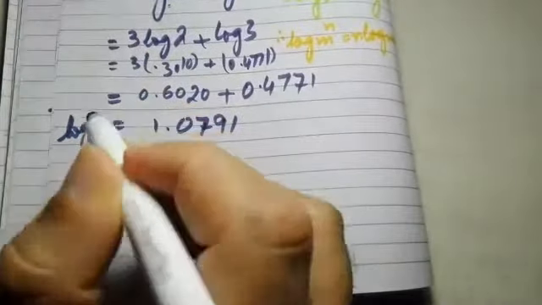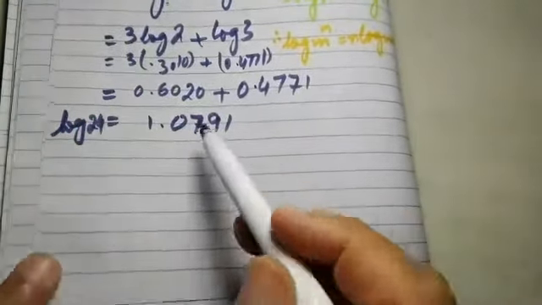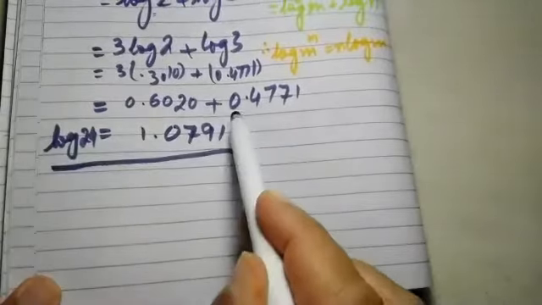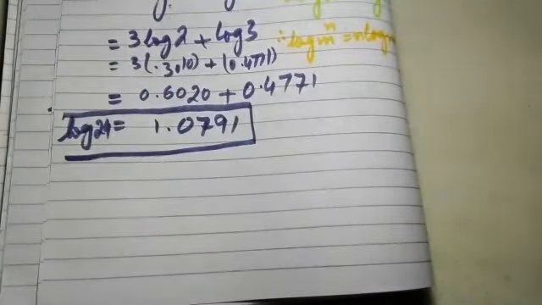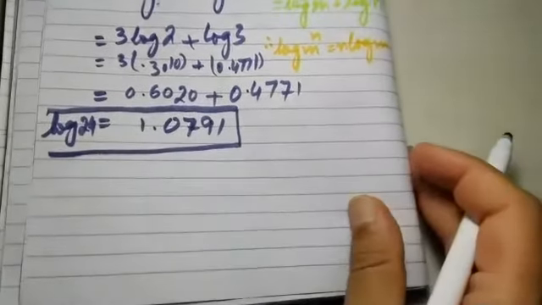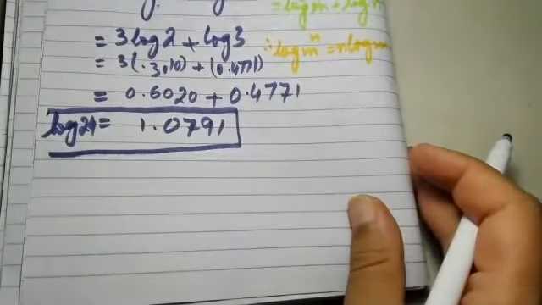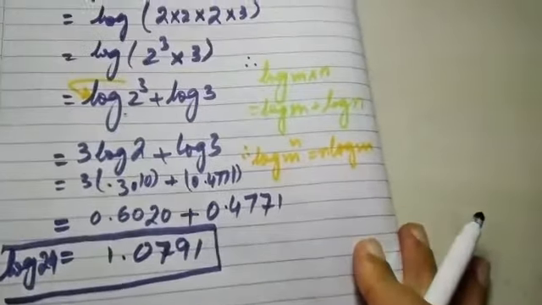So actually this is the application of logarithms to find the logarithm of a number without using logarithm tables. So this is how you can find it by using the given information.